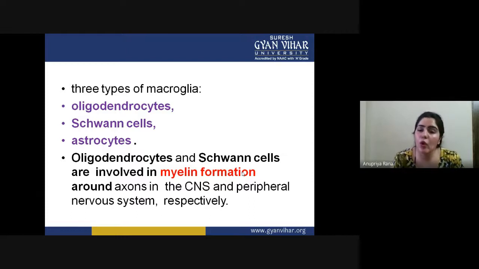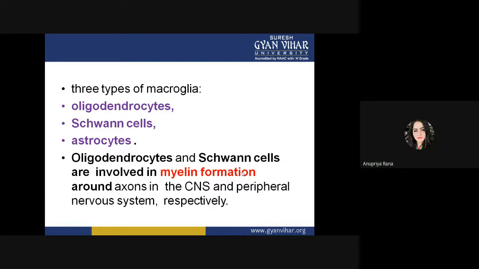As in the last lecture, we already studied the central nervous system and peripheral nervous system. So for differentiating between the two, these are the different kinds of cells present inside their axons. Just remember that oligodendrocytes are present in central nervous system axons. Schwann cells are present in peripheral nervous system axons. Now the third one, astrocytes, have another role to play.